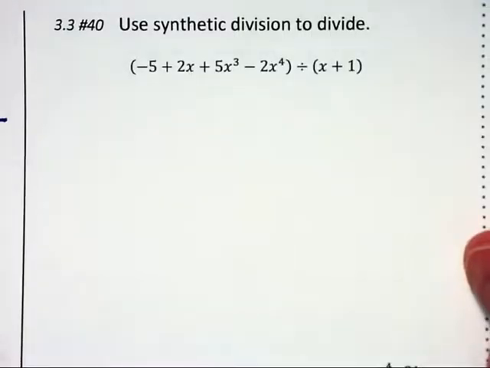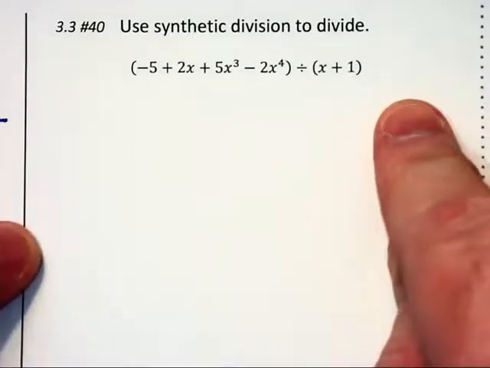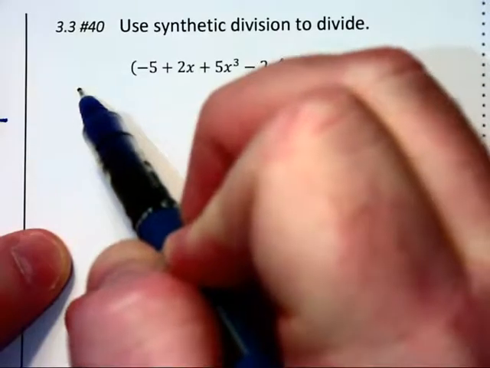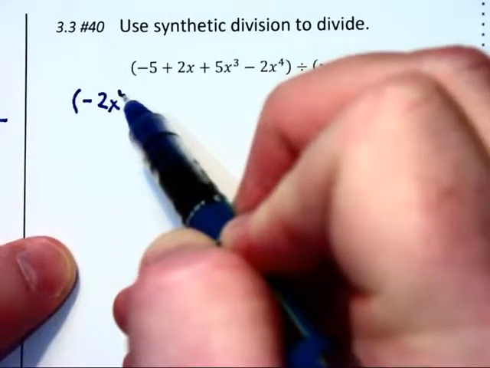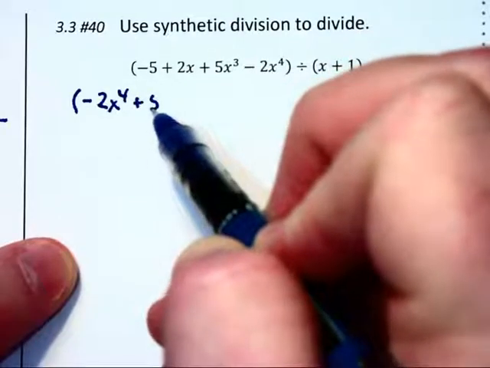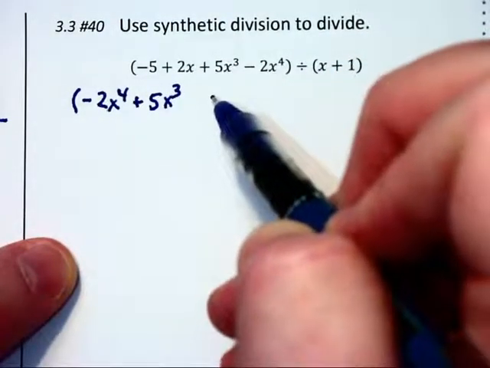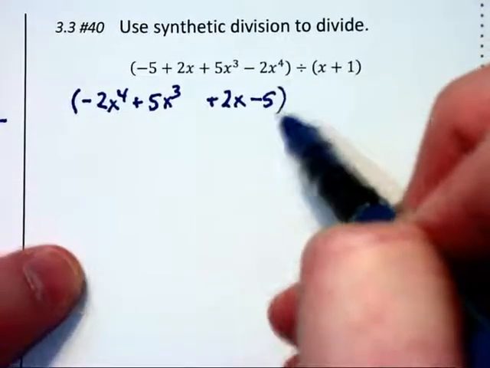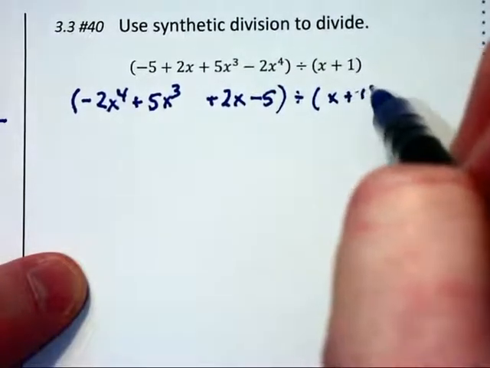Synthetic division is a way to do our division without writing all these x's out. Now we're going to want to rearrange this leading polynomial into descending order as negative 2x to the fourth plus 5x cubed. I notice there's no square terms, so I'll put a little space in there, plus 2x minus 5. All of that is to be divided by x plus 1.